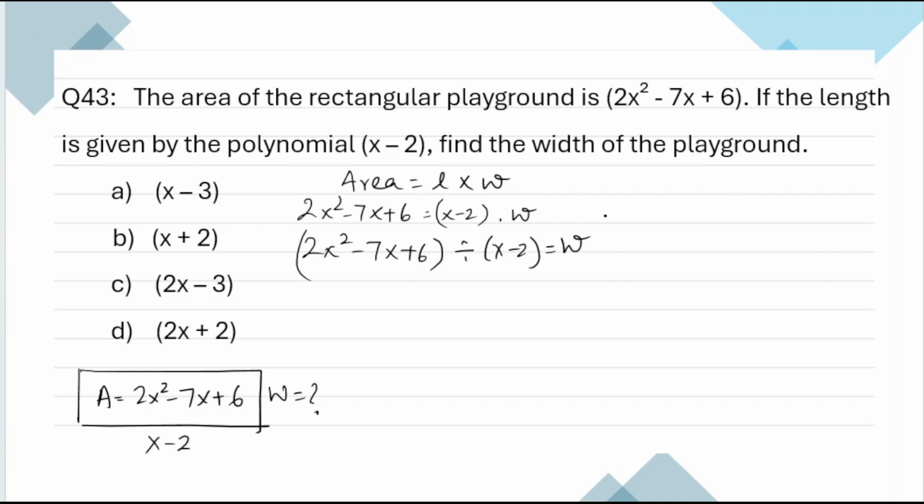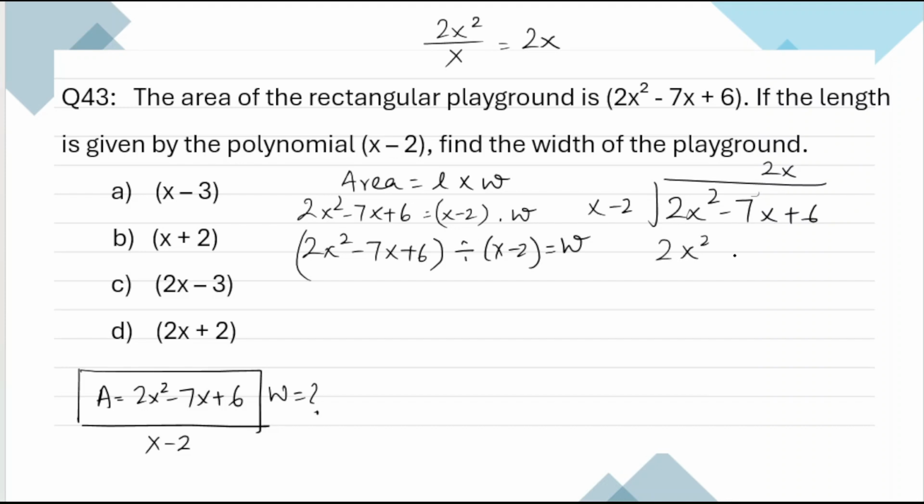So let's start our division. So let's write 2x square minus 7x plus 6, and my divisor is x minus 2. X multiplied by what number gives me 2x square? Okay, if we do not know, we can do this. Divide 2x square with x. So it will give me 2x. So it's 2x. Now 2x times x is 2x square. 2x times negative 2 is negative 4x. Change the signs because now we have to subtract. Cancel. Negative 7 plus 4 is negative 3x.